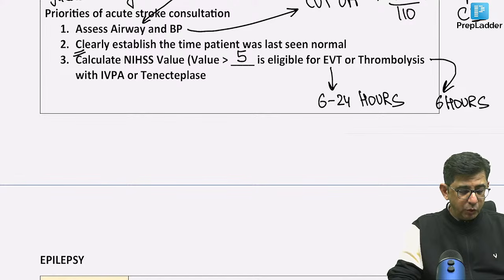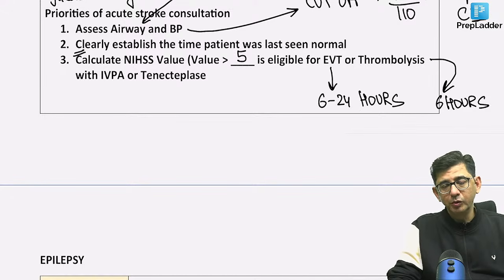What is wake-up stroke? If someone wakes up in the morning and has features of stroke, it is called wake-up stroke. Earlier we never used to treat wake-up stroke, but now we can, because we have diffusion-weighted MRIs and we can use those sequences to estimate the time of onset of stroke. So now wake-up stroke is being treated.